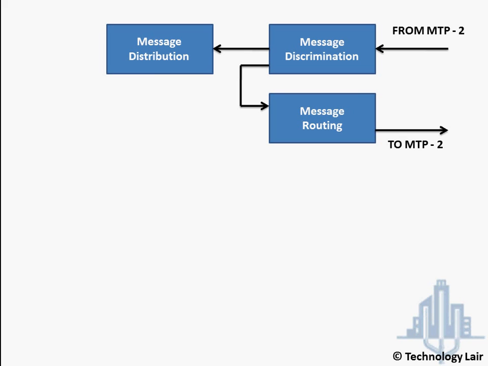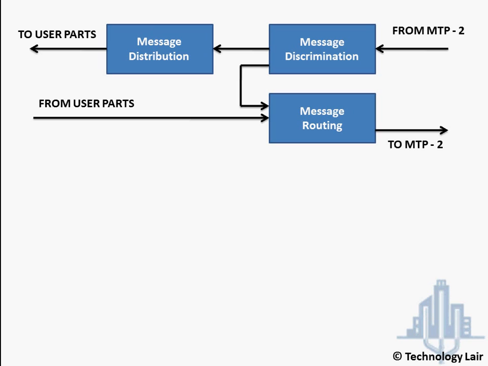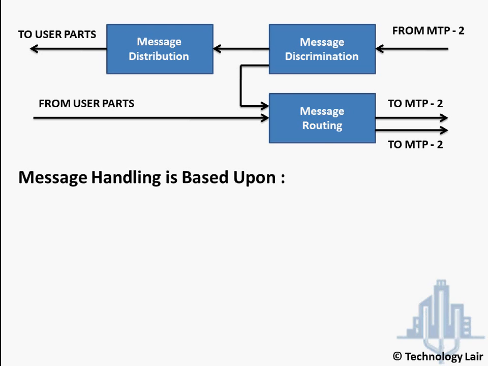Message distribution delivers the message to its appropriate user part in the same signaling point when the message has already reached the destination signaling point. Message routing also has an interface to MTP2, but this time concerning messages to be sent from user parts. Message handling is based upon two things: service information octet.